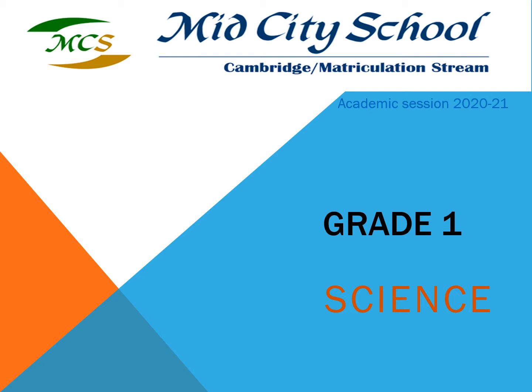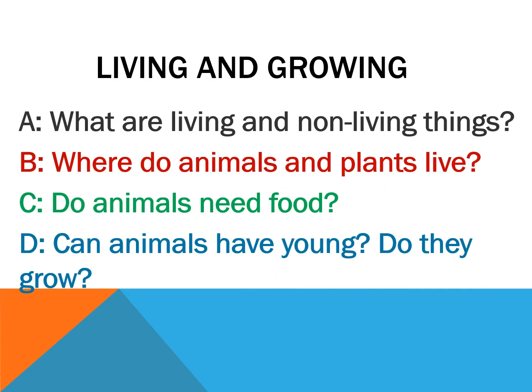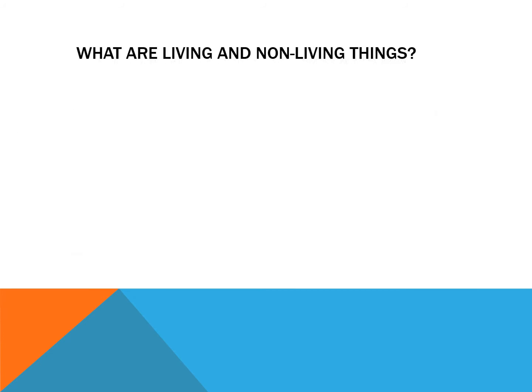Today is our fourth lecture of science for grade 1. In the last lecture we have completed the explanation of our first chapter. Today we'll be starting with the explanation of a new chapter, that is living and growing. In this chapter we have four subparts, that are: what are living and non-living things? Where do animals and plants live? Do animals need food? Can animals have young? Do they grow? Today we'll be starting with the first part. What are living and non-living things?